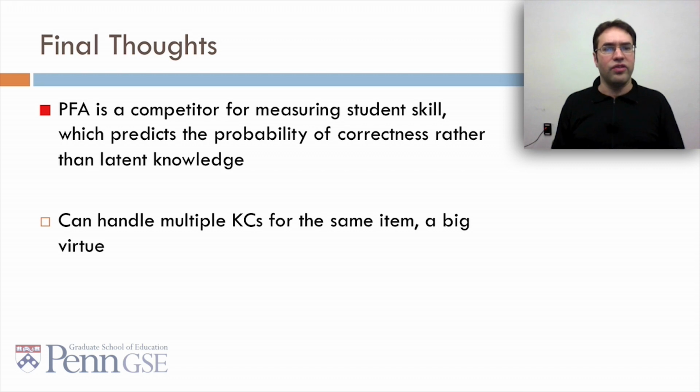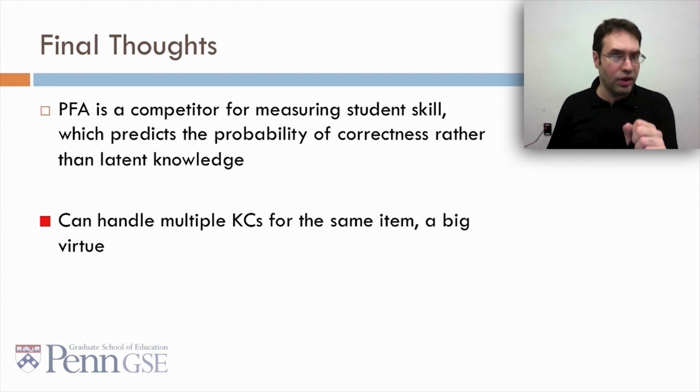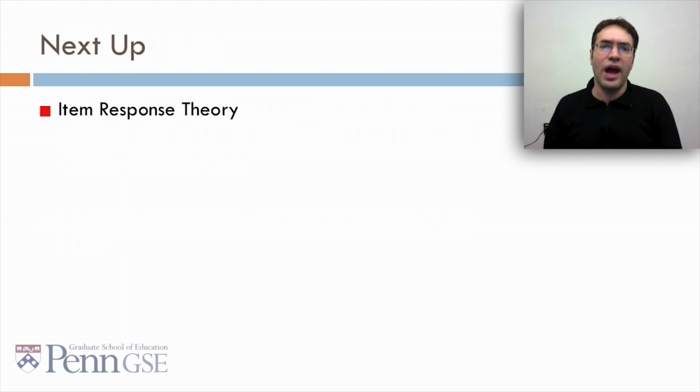So some final thoughts. PFA is a competitor for measuring student skill, which predicts the probability of correctness rather than latent knowledge. But it has a big virtue: it can handle multiple KCs for the same item. So next up, item response theory, which is a classical method, even older than BKT, which solves a different problem.